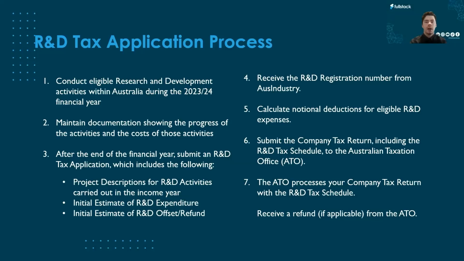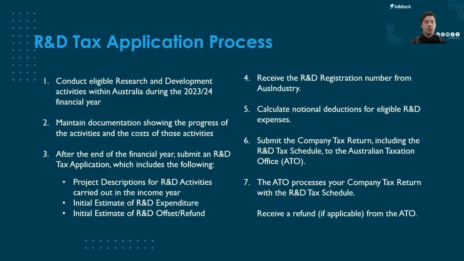So just to give you a high-level overview of the R&D tax application process, the first thing you do is conduct eligible research and development activities within a given financial year. That's 2023-2024 for this year. You have to make and maintain documentation that shows the progress of your R&D activities and tracks their associated costs.